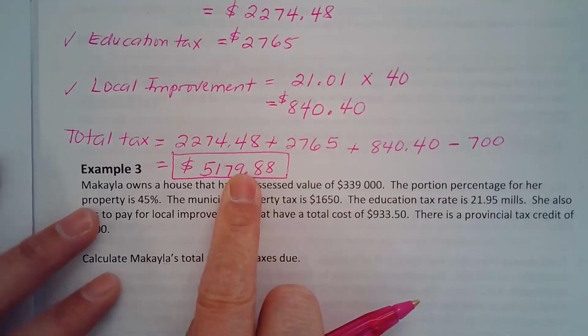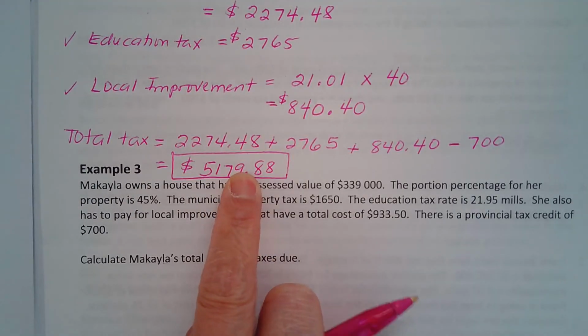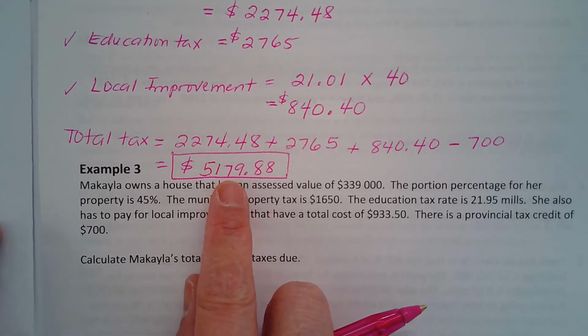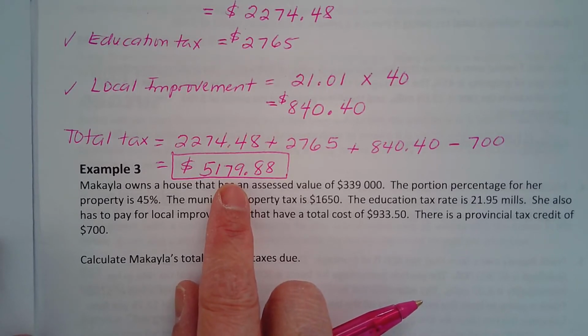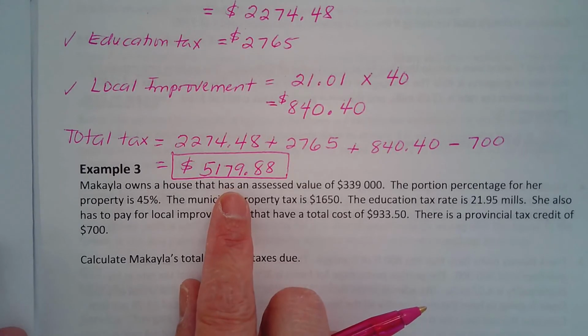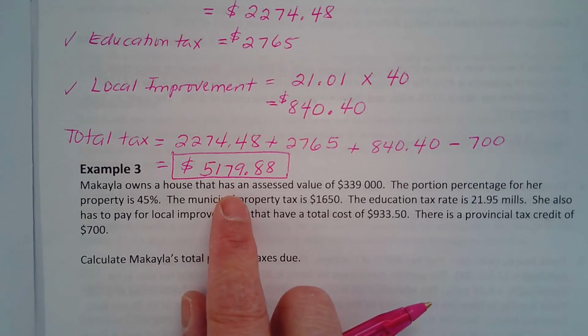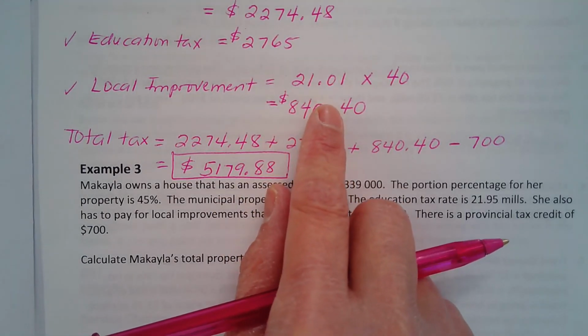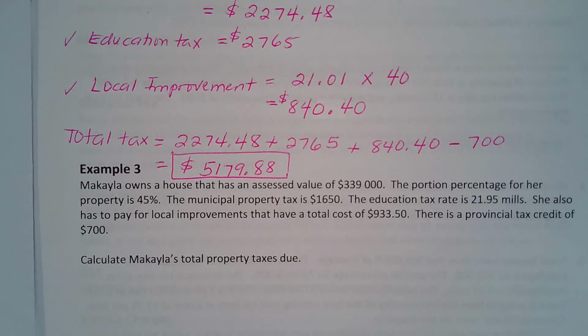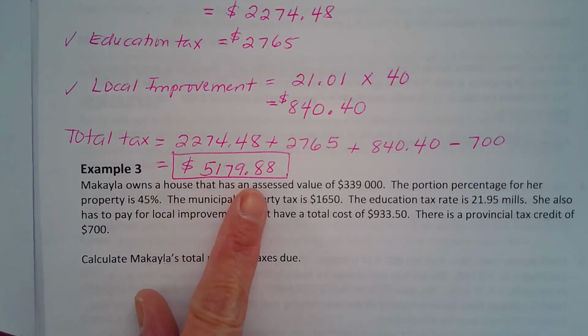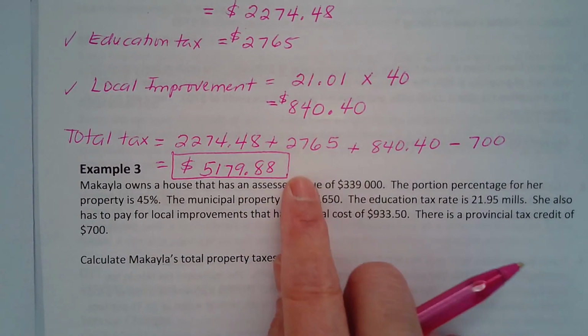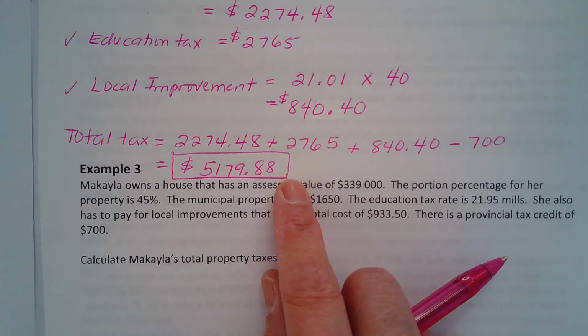And this is the property tax for that year, whatever that year is. Okay? Property tax is not the same year after year, right? Because sometimes the tax will go up, sometimes it will go down, sometimes there's a local improvement in your neighborhood, sometimes there's no local improvement, or a different local improvement. So this is $55,179.88 for that one year, not a month, that year.